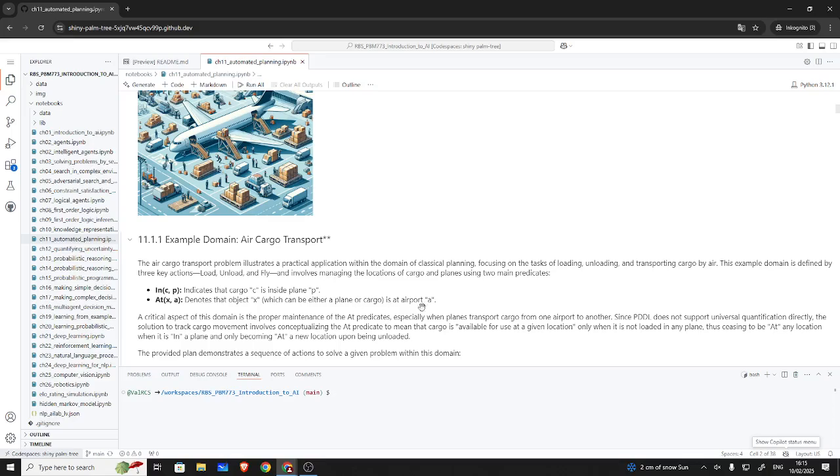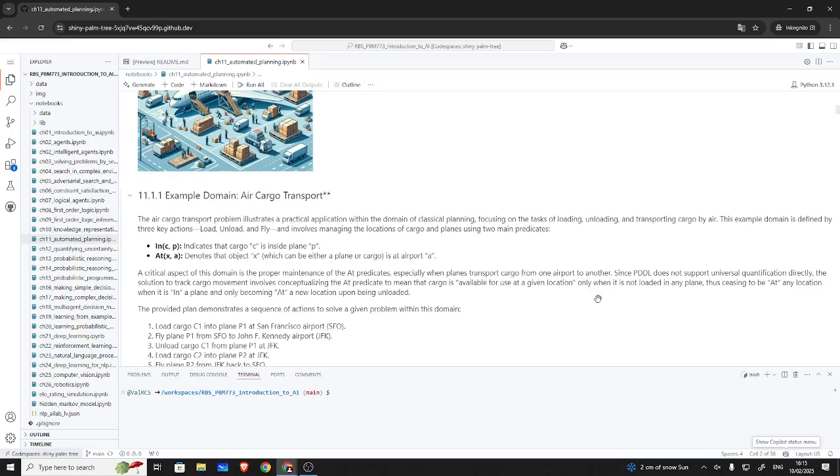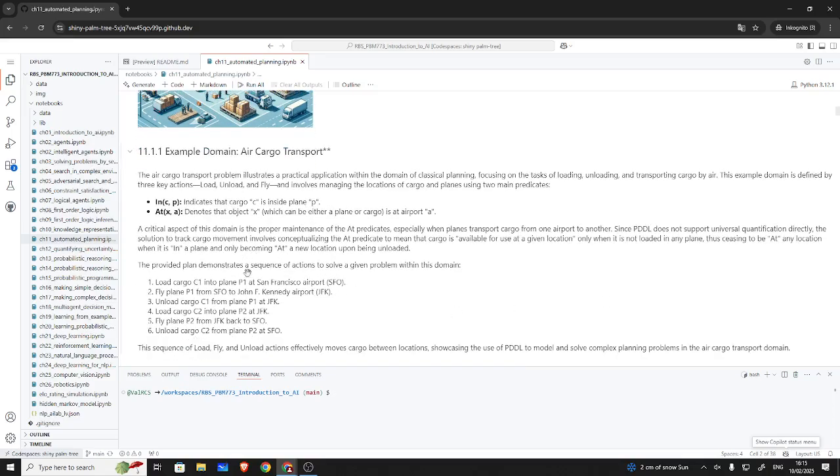So, there are no universal quantifications. In our previous lectures we talked about first-order logic and the predicate language. This is standardized. So let's take a look at this example. You want to go from what?